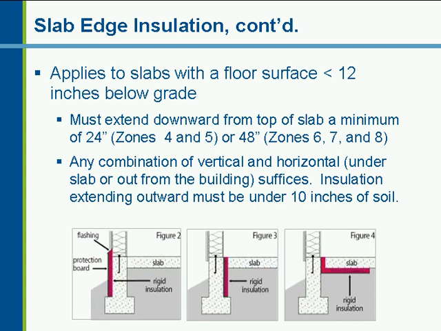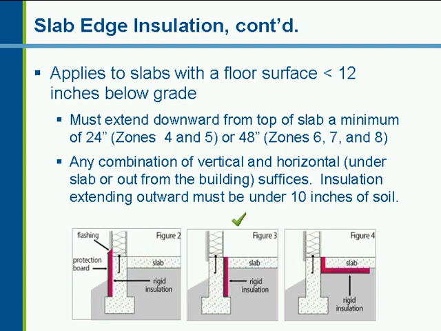And you can see here 3 examples of insulating down, that looks like maybe 2-foot depth. It's 2-foot depth either inside the stem wall or outside, or it can extend inward under the slab. And what's not shown here, it could also extend outward under the dirt as long as there's at least 10 inches of soil over it for protection.